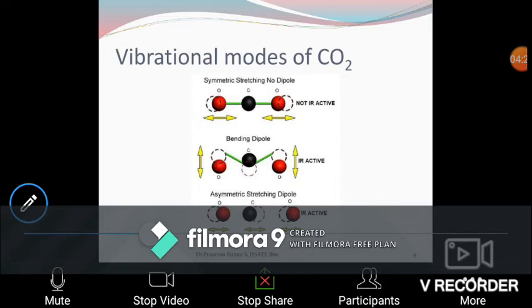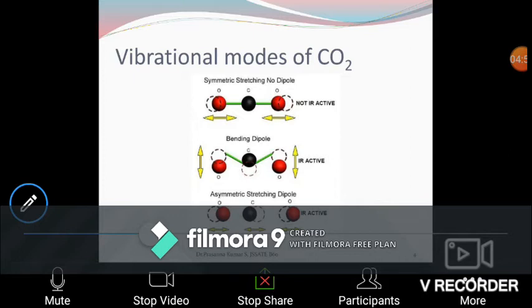The frequency of this bending mode of vibration is 2 into 10 to the power of 13 hertz. Coming to another kind of vibration, the asymmetric mode, all the atoms are vibrating. Carbon moves in one direction, opposite to the oxygen atoms. Both oxygen atoms move in one direction while the carbon moves opposite to that. That is this kind of vibration.